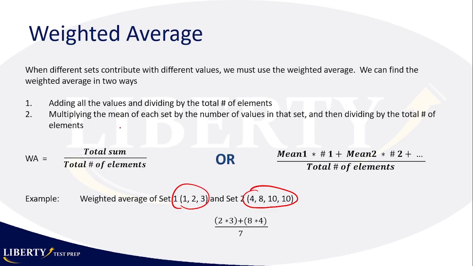We can do it without the weighted average, just directly. Total sum, so we say 1 plus 2 plus 3 plus 4 plus 8 plus 10 divided by the total number of elements, 3 here, and here is 4, so 7, okay? That's just like we would find the common average, the common mean. We are not using a shortcut here.